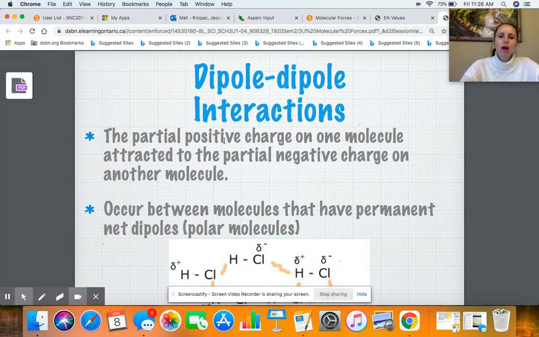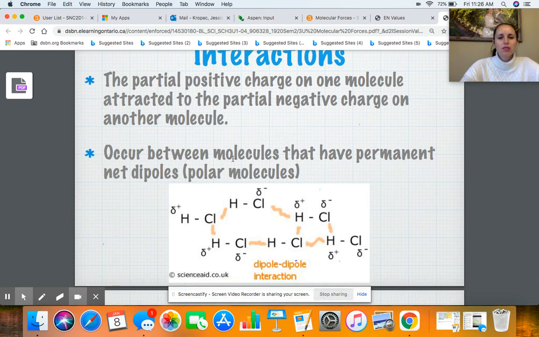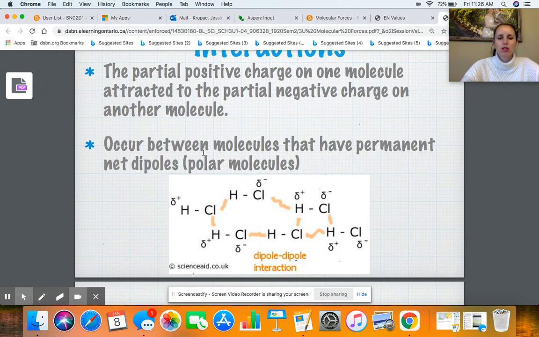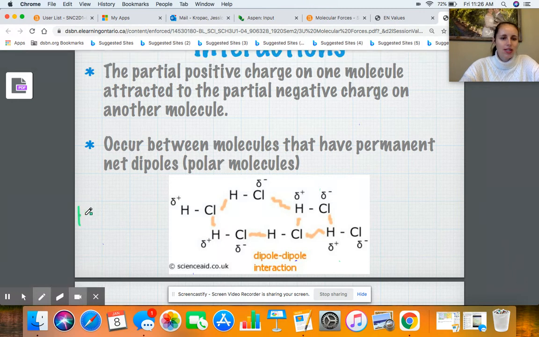So the partial positive charge on one molecule is attracted to the partial negative charge on another molecule. It occurs between molecules that have permanent net dipoles, or polar molecules. Again, I'm going to talk about the cause of polarity a little bit later, but a polar molecule has a negative end and a positive end. So for example, let's take a look at our HCl. We looked at our HCl before. We classified it as polar.